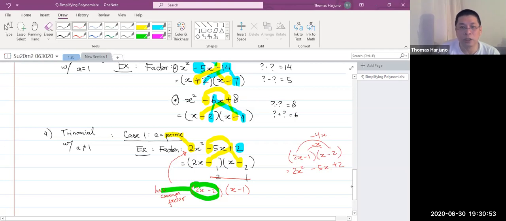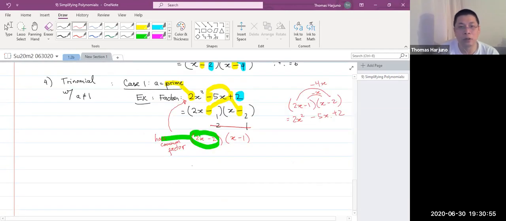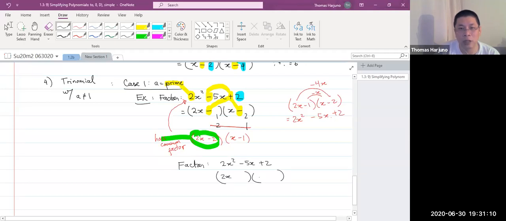So if I redo this problem, 2x squared minus 5x plus 2, it's parentheses, 2x and x, the sign both negative in this case, either 1 and 2 or 2 and 1. When I try this one, it works, that's it, boom.